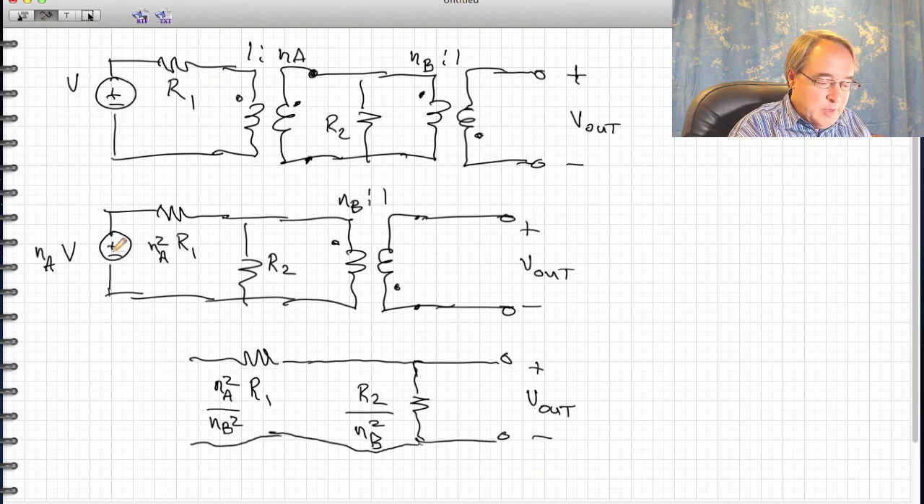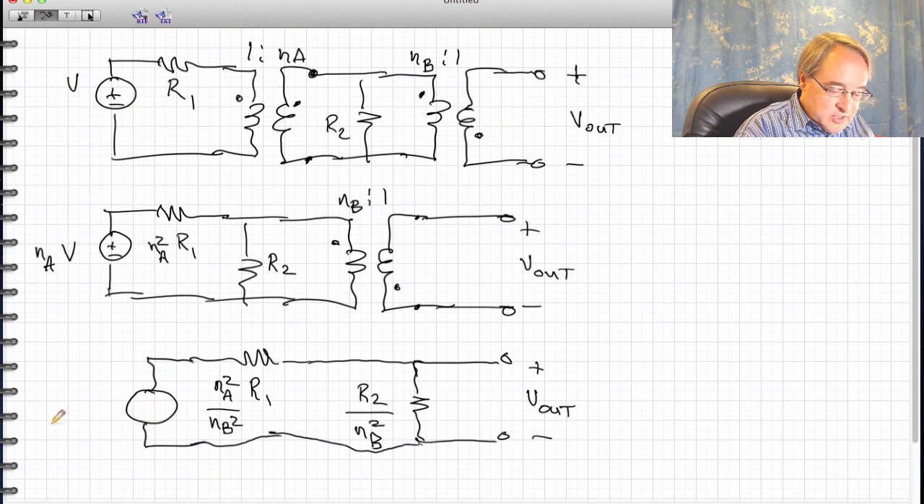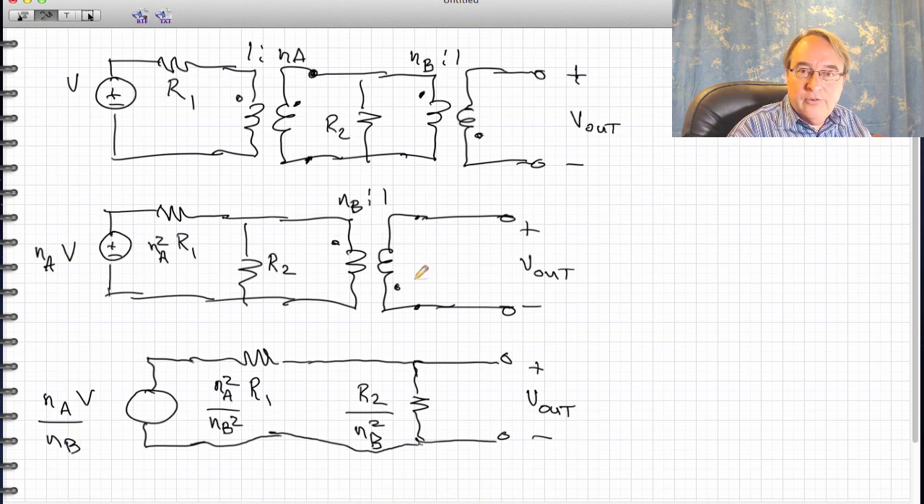Okay, and then finally we push the voltage source through the transformer. So we have a voltage of value NAV, and then we'll divide by this NB. And since the dots are reversed, we have to reverse the polarity of the voltage source. So I'm going to draw it with minus on top and plus on the bottom. Okay, so this is the effective network that is seen between the secondary terminals of the last transformer.